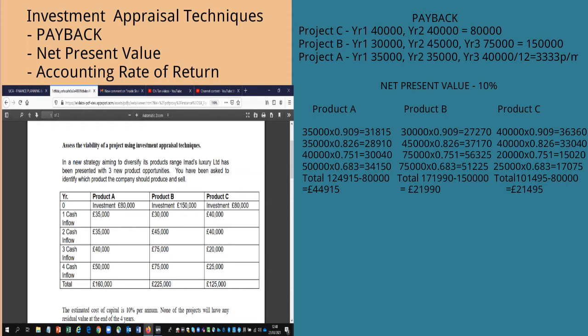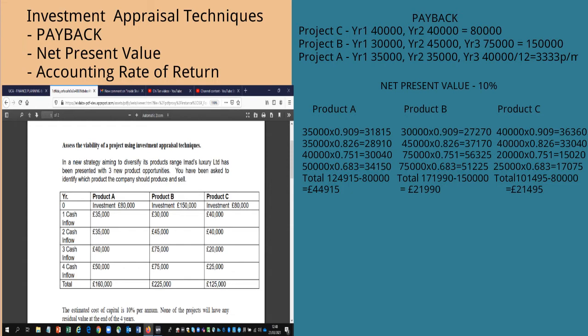And then for each of the cash flows in each year at that discount rate, you multiply it, which gives you a figure. So for example, we look at project A, cash flow is 35,000 times a discount rate in year 1, 0.909, which comes to 31,815. In year 2, there's a cash flow of 35,000, but the discount rate is obviously going to be lower now. It's 0.826, which gives you 28,910. And then in year 3, it's a 40,000 pound cash flow times the discount rate of 0.751, which gives you 30,040.